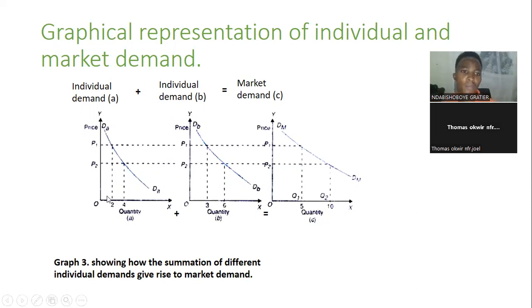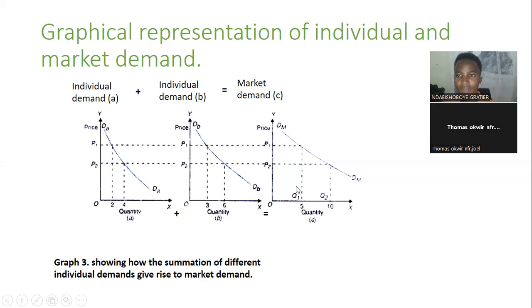At first, the first person demanded 2 quantities when the price was at P1. This other person demanded 3 quantities of a certain commodity. In the next purchase, when the price reduced, the first person demanded 4 quantities and the other person demanded 6. So the market demand is the addition. When you add 2 plus 3, you get 5. And in the next purchase, when the price reduces to P2, you add 4 plus 6, and you get 10. That's what we call the summation of individual demands, which gives us market demand.